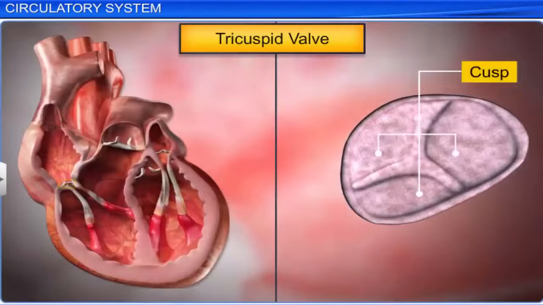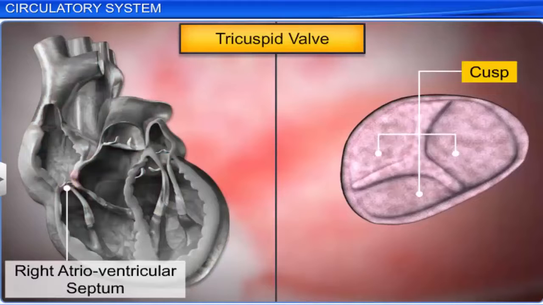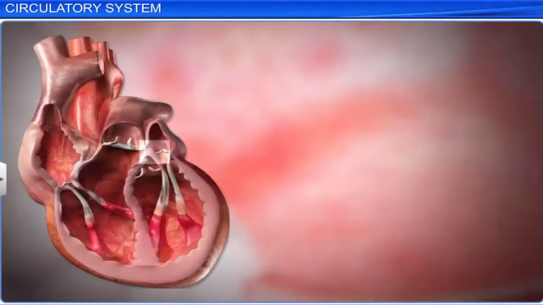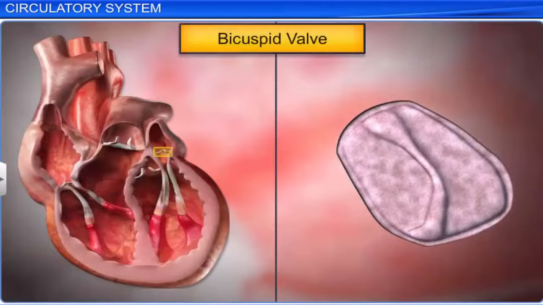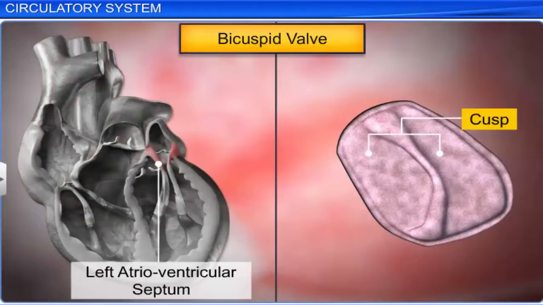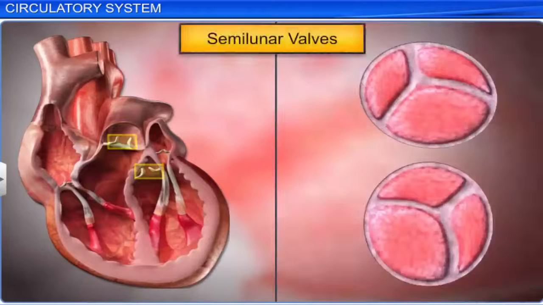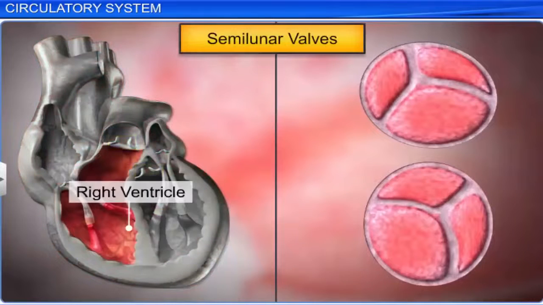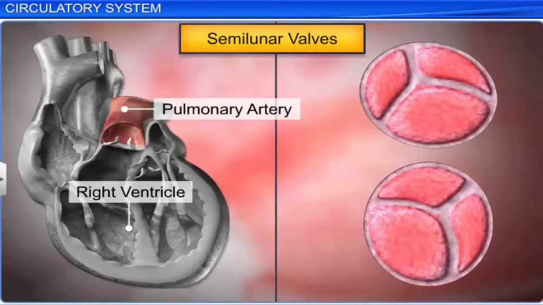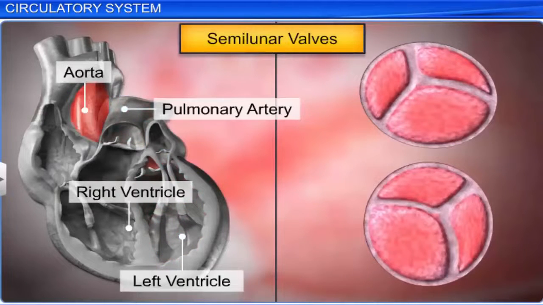The tricuspid valve is made of 3 muscular flaps or cusps and guards the opening to the right atrioventricular septum. The bicuspid or mitral valve is made of 2 muscular flaps or cusps and guards the opening to the left atrioventricular septum. The semilunar valves guard the opening between the right ventricle and pulmonary artery and between the left ventricle and aorta.